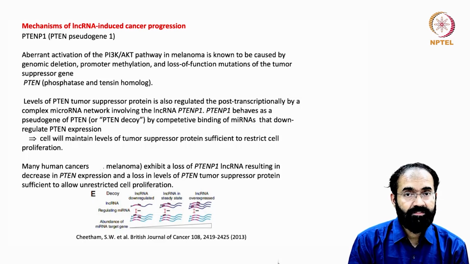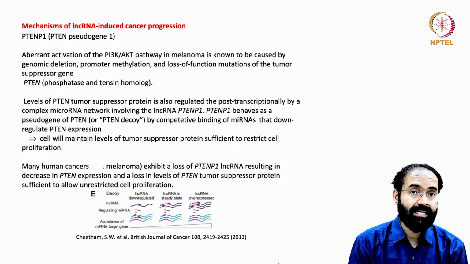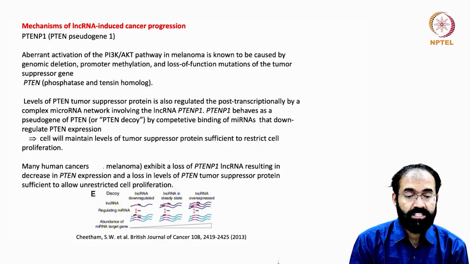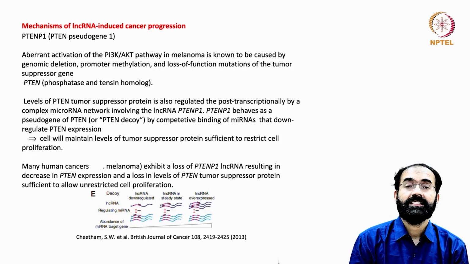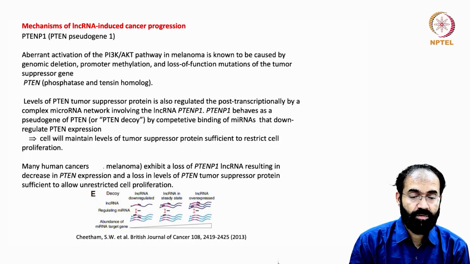So even in the absence of PTEN, cells are supposed to be proliferating because it is a negative regulator of the AKT pathway. So if PTEN is not functioning properly, what will happen? The cell will proliferate. So if PTENP1 is present, what will it do? It is a pseudogene. PTENP1 makes sure that it restricts the proliferation within limits, but it cannot restrict as much as PTEN is capable of doing.